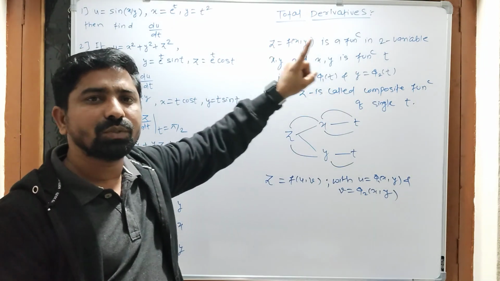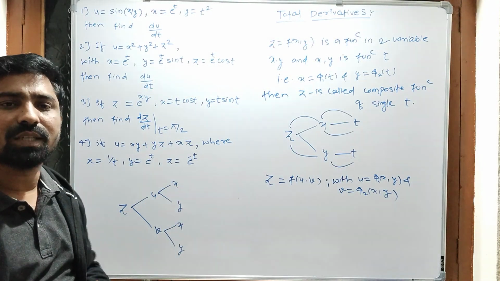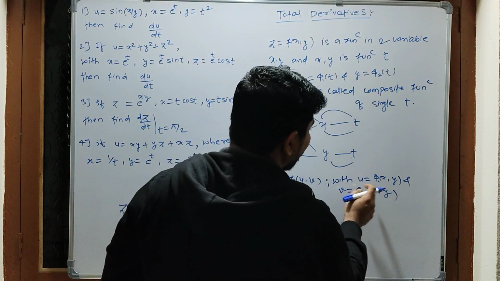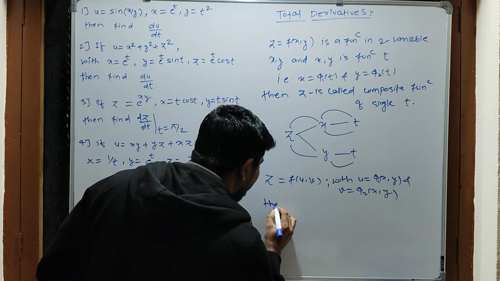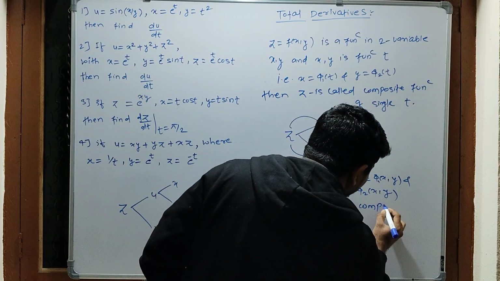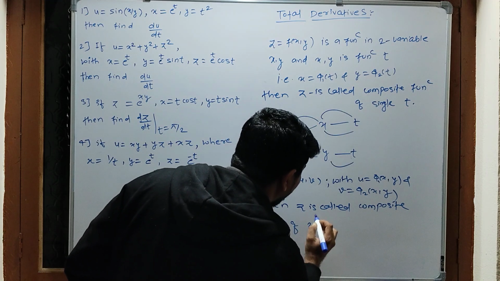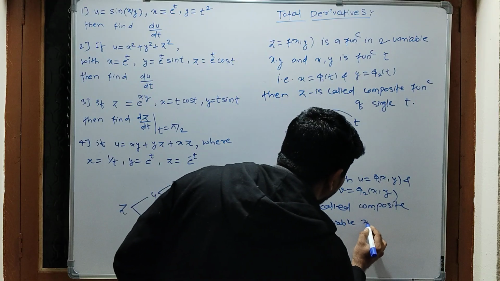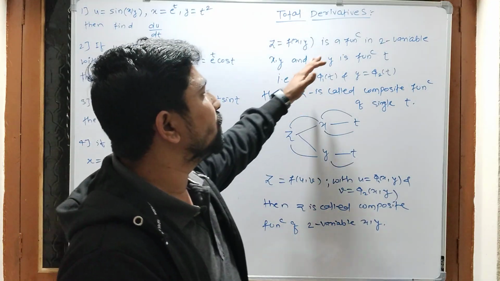Z is the composite function of single variable t, and this z is the composite function of two variables x and y. So this is the definition of composite function. Here z equal to f of u comma v, and u equal to phi 1 of x comma y, and v equal to phi 2 of x comma y. Then z is called a composite function of, let's say, two variables x comma y. So here this is the definition of composite function of two variables and composite function of single variable.